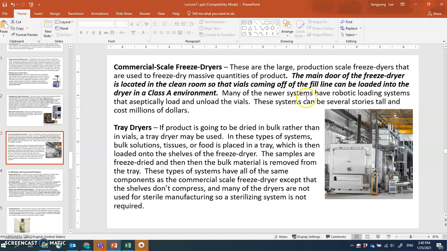So everything is done automatic, robotic arm loading system. So human interface is not involved there because of the contamination issue. Okay, and then there are three tray dryer types.